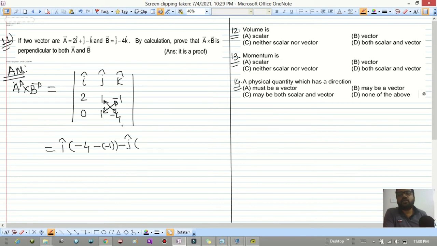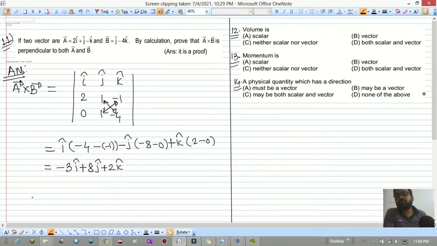Minus j hat, alternate, right? Then this and this cancel, -4 plus 2, it will become -8, minus of 0, then plus k hat 2 minus 0. So if you just calculate, you will get -4 plus 1, that is -3 i hat plus 8 j hat plus 2k hat. So this is A bar cross B bar we have.